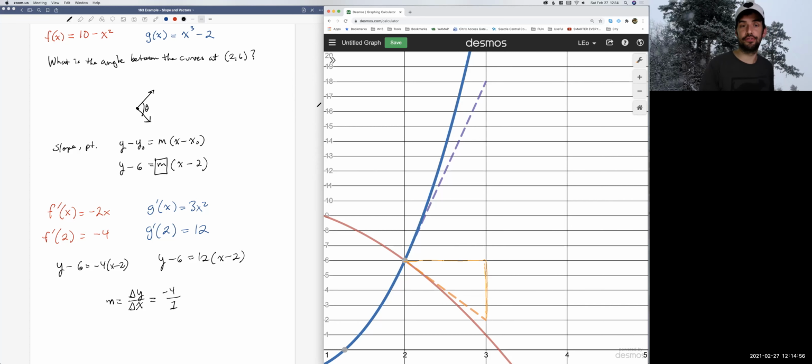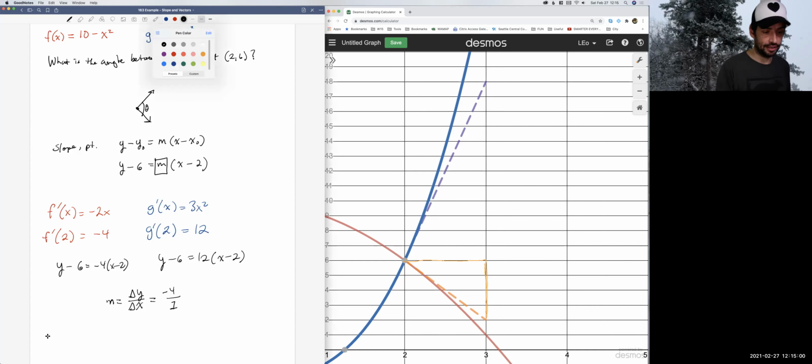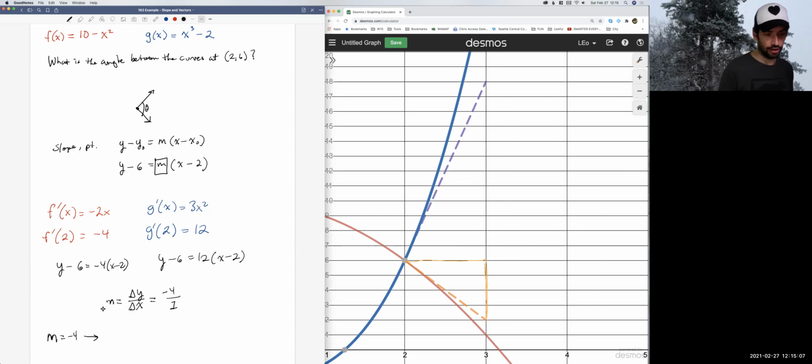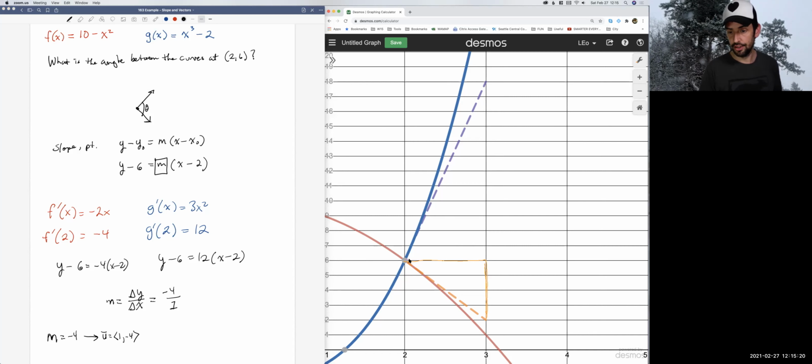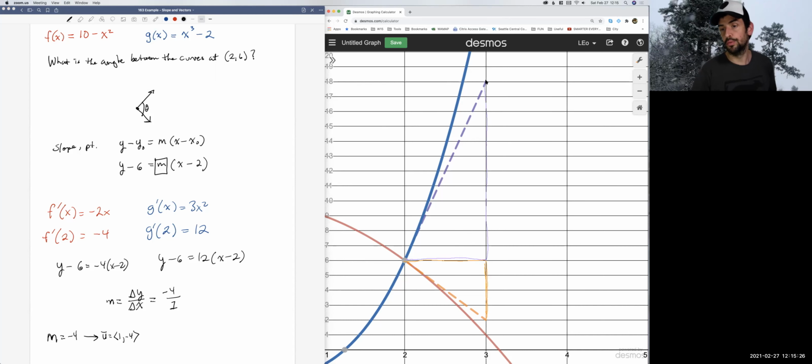That's 1, -4. I'm thinking in 2 dimensions right now. So the vector equivalent of a slope of -4, we'll just call this one u, is 1, -4. For our purple graph, very similar thing. The slope of 12 means we go over 1, we will go up 12, right?